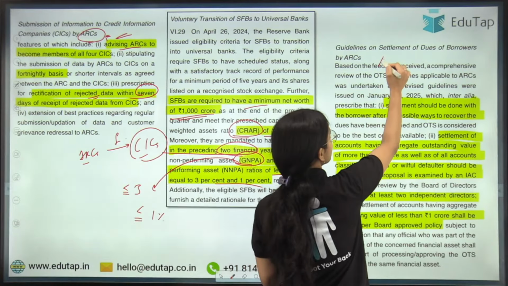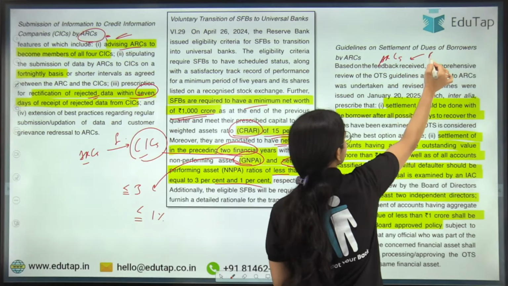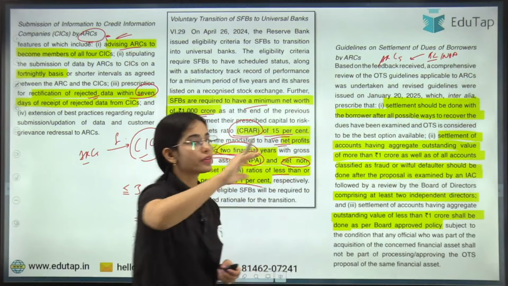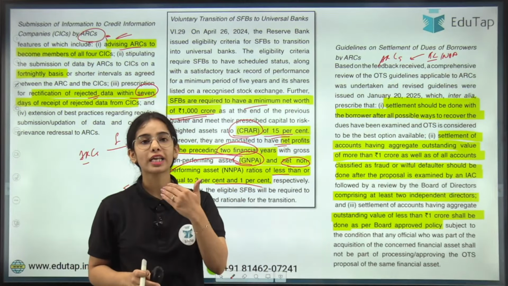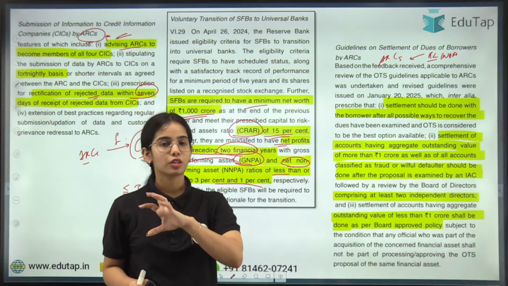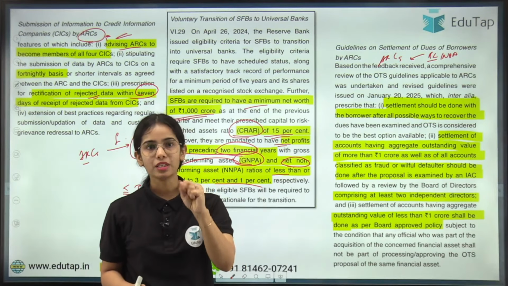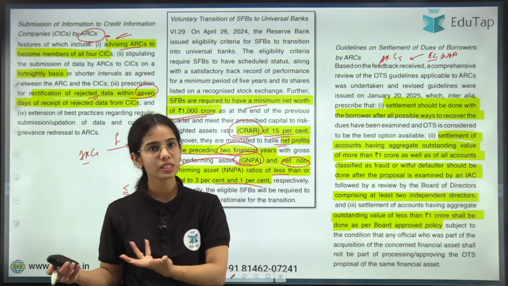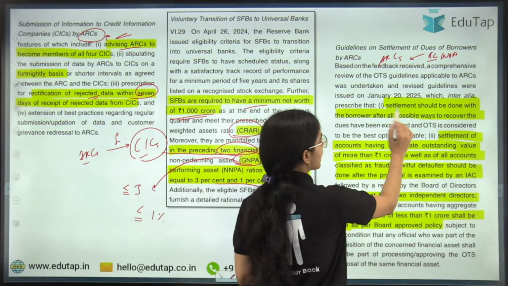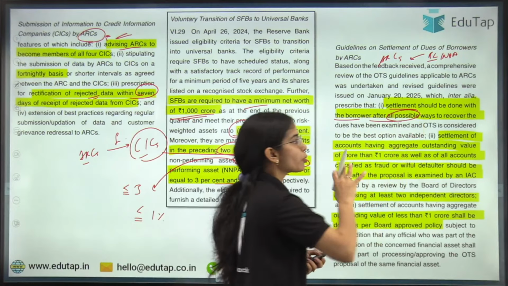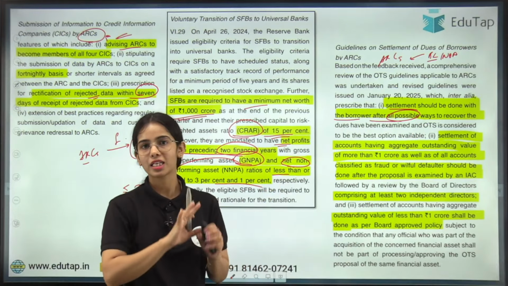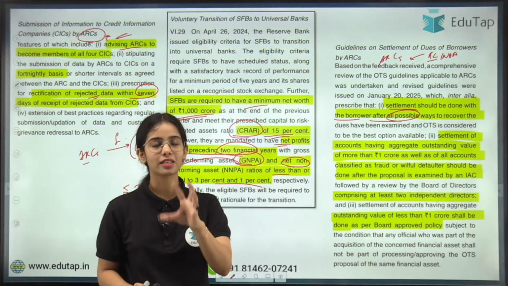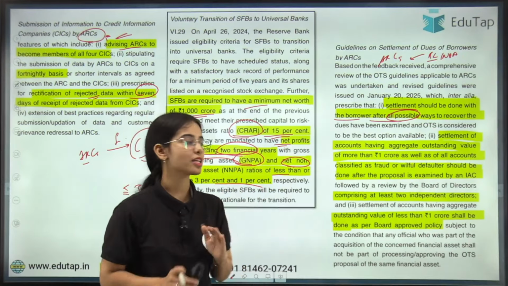Okay, so asset reconstruction companies buy the bad loans, the non-performing assets of the banks or NBFCs. Now if the asset reconstruction companies feel that they do not have any other way to get back the money, to get back the loans, they can do the settlement with the borrowers. It is said that settlement should be done with the borrower after all the other possible ways to recover the money have been tried, and there is no other way to recover the money. There is only one way, that is to settle with the borrower. Then the settlement can happen.